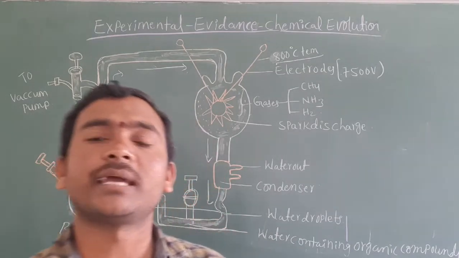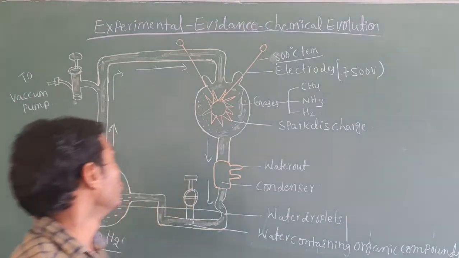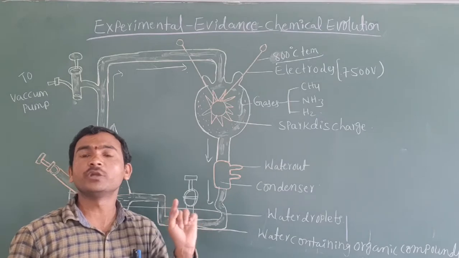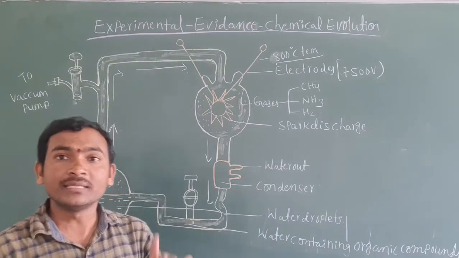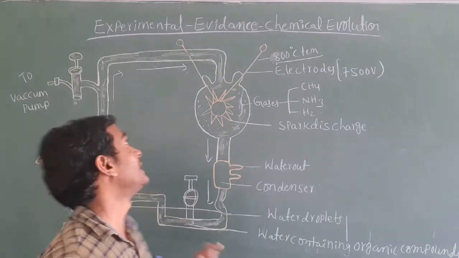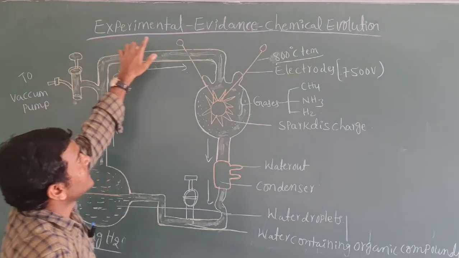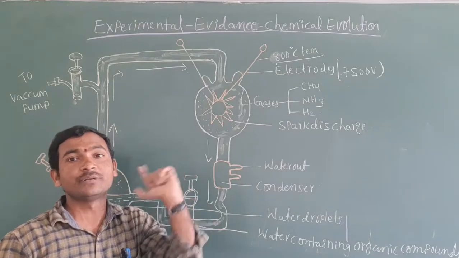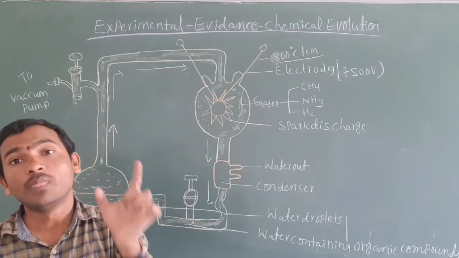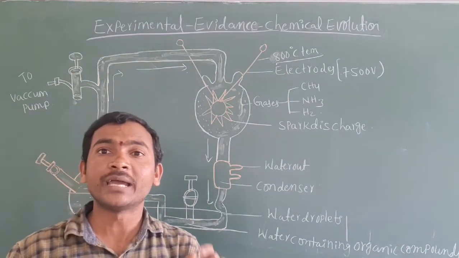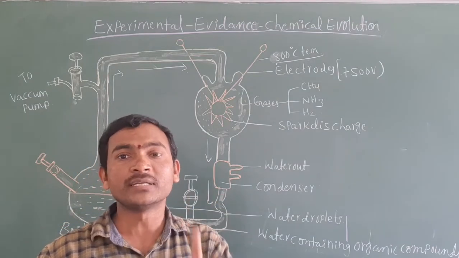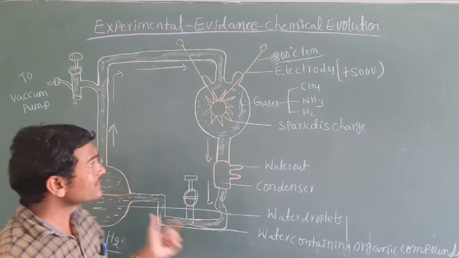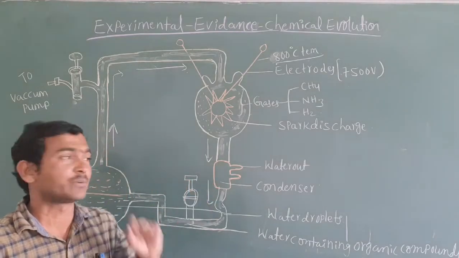Today's class is about the Urey-Miller simulation experiment, or Miller-Urey experiment. This experiment is called the experimental evidence of chemical evolution. In the last video we discussed chemical evolution. That chemical evolution was experimentally proved by the Urey-Miller simulation experiment. So why is this called the Urey-Miller experiment?